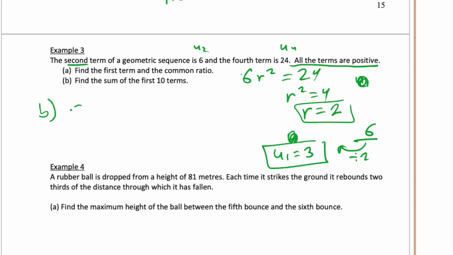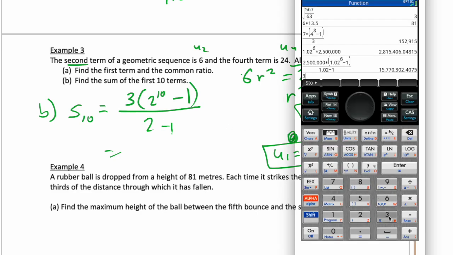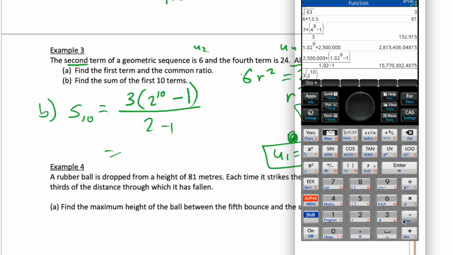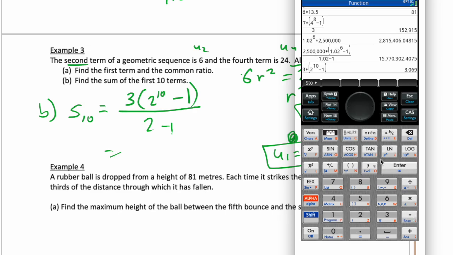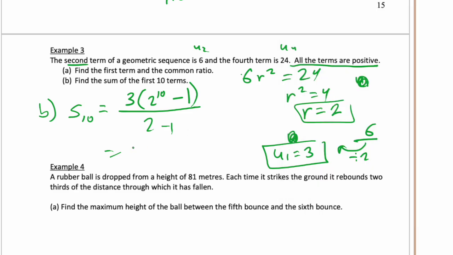And to get the sum of the first 10 terms, once we have this information, we just use the formula. It's the first term times R to the power of n, the whole thing minus 1, divided by 2 minus 1, which is easy. That's just 1. I don't even need to type that into the calculator. 3 times 2 to the power of 10 minus 1, and that's it. 3,069.